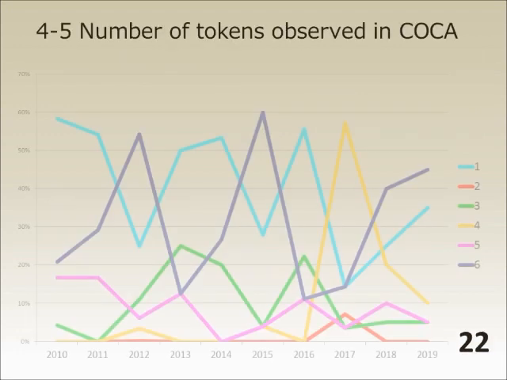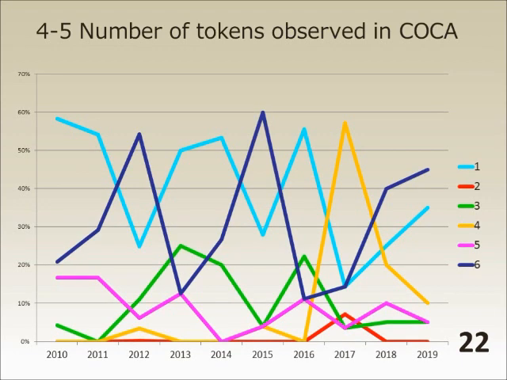The line chart on slide 22 shows the number of tokens of snowflake used for different meanings in recent years. Here, number 3, the light green line, and number 4, the orange line, are the meanings for characteristics of a person or object.